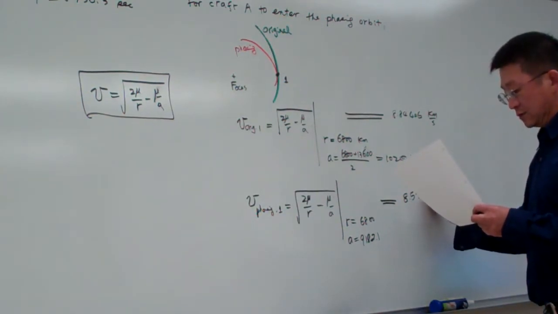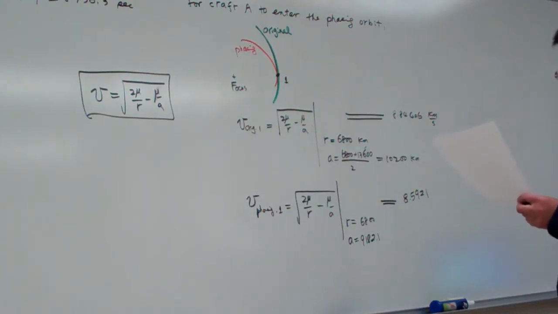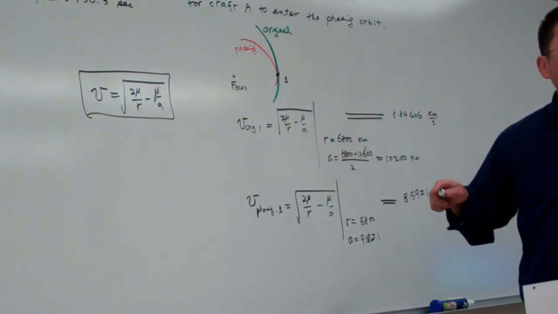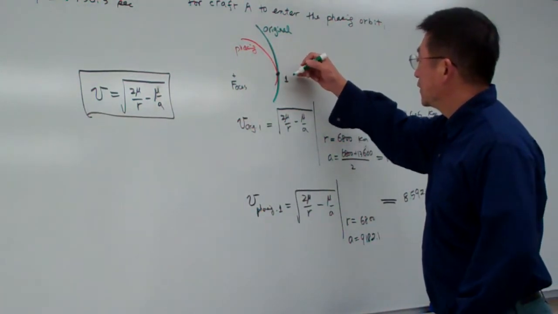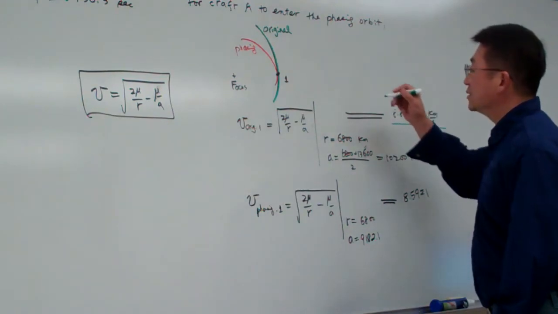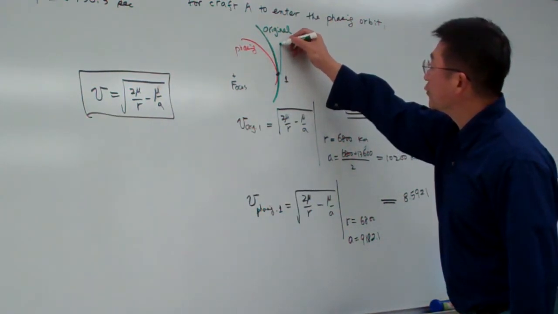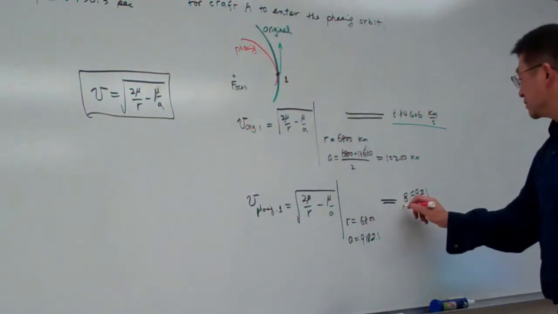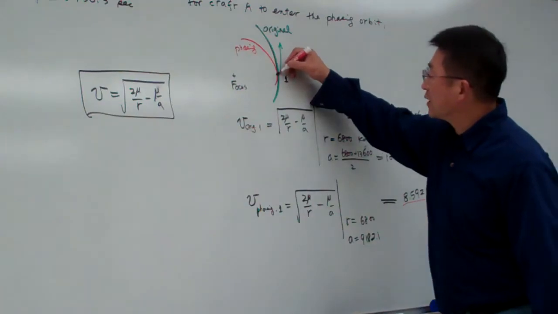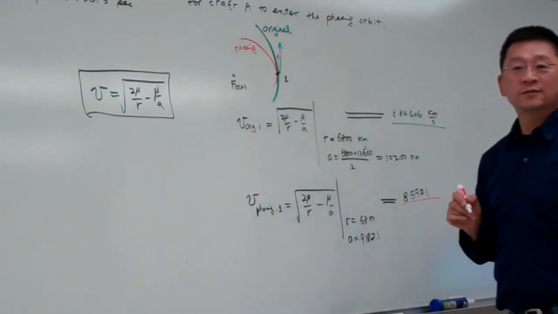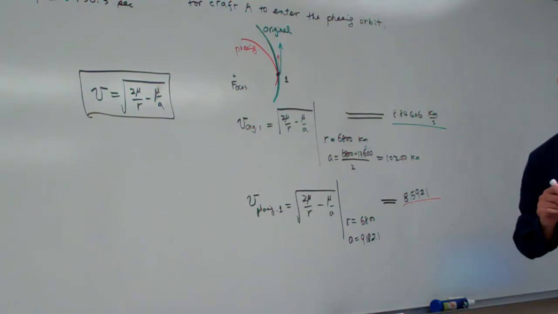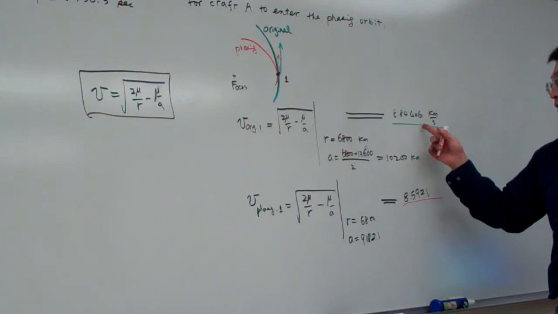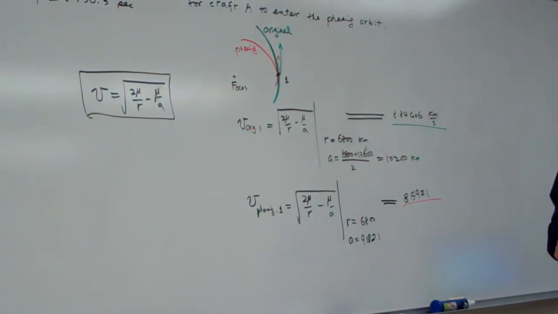Here, let me say this is the speed at point 1 on the original orbit, and let me highlight the magnitude. And this is the speed on the phasing orbit. That speed is a little bit smaller, so you should slow down, but just a little bit. So that is our calculation.